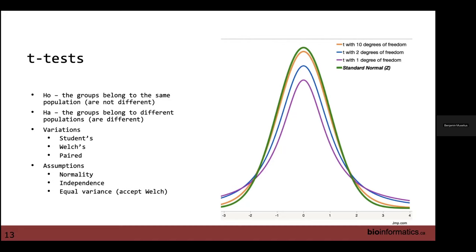We'll say we have a clinical trial, for example. The null hypothesis would be saying that our treatment has no effect. Our treatment isn't doing anything on the parameter that we're testing. The alternate hypothesis is that the groups belong to different populations, so they're different. This would be saying that our treatment is doing something.